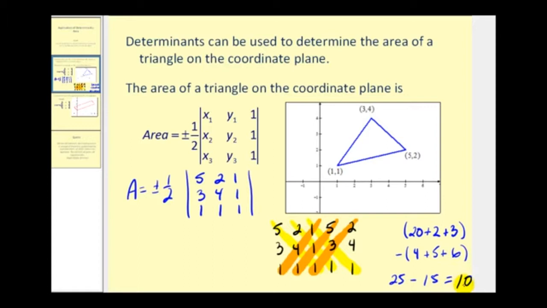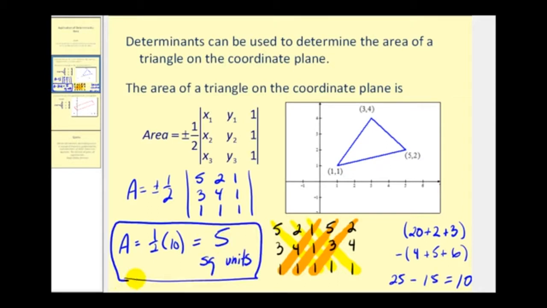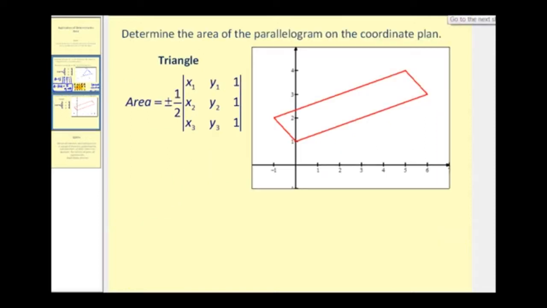So we're going to go ahead and take the value of this determinant and use it to find the area of this triangle. So the area, because the value of the determinant is positive, it's going to be 1/2 times 10. So the area is equal to 5 square units. Let's go and take a look at one more problem.